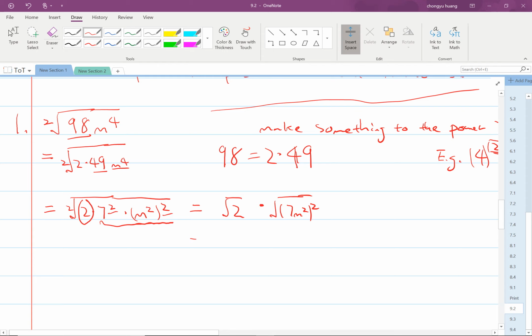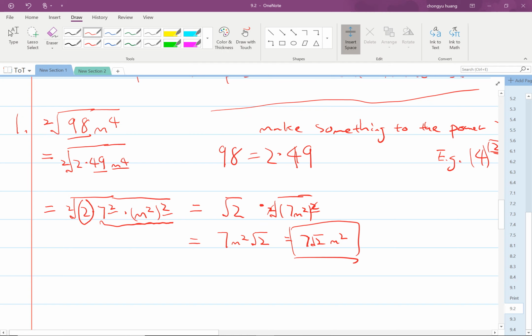Now as you can see, we have a square root, and inside we have a power 2. Those get cancelled, and our final solution is 7m squared times the square root of 2. You can write this a little more properly in this kind of way.